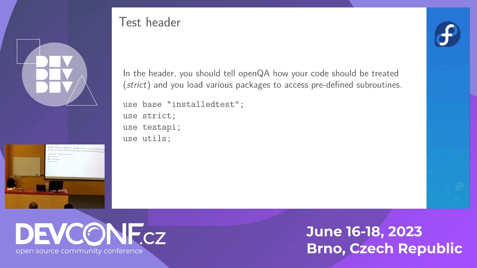And we say that we use the install test, and we use the test API library and the utils library in this header. In Fedora, the header is mostly standardized, and this is, I would say, a typical header for the majority of our graphical user interface tests.